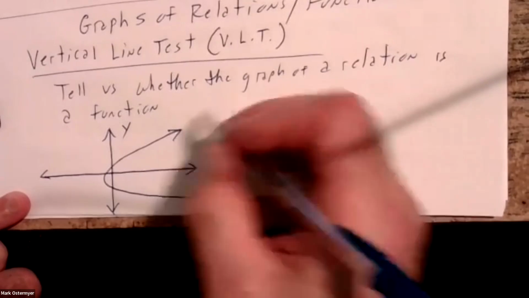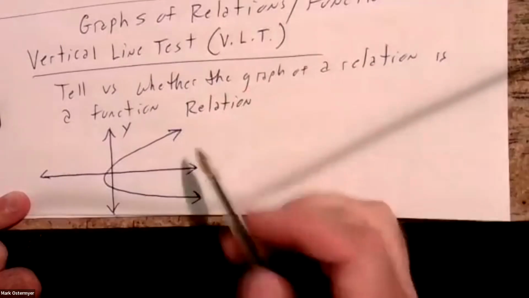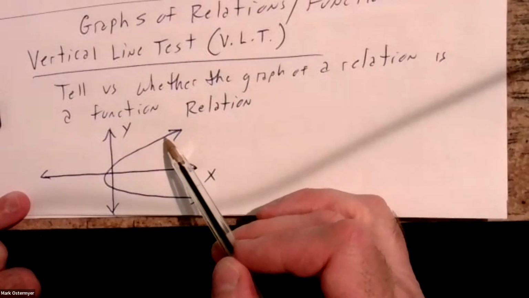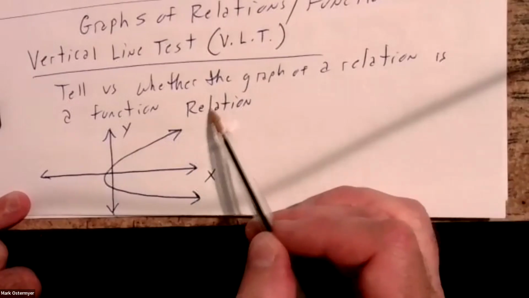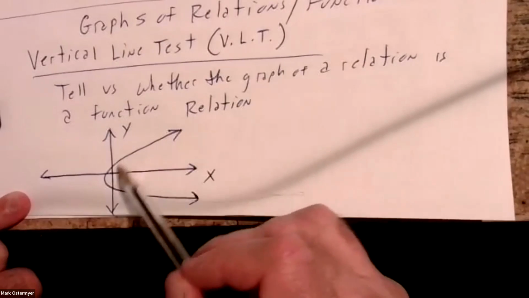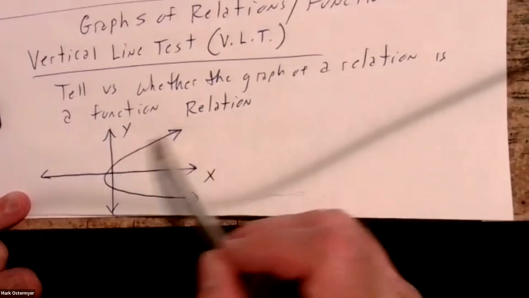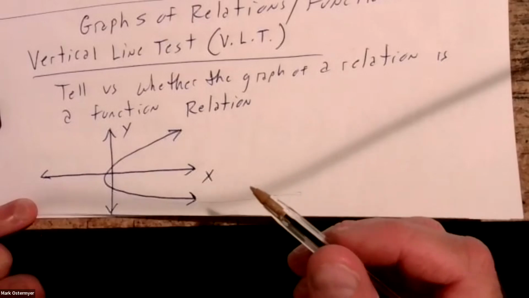This is certainly a relation because it is a set of ordered pairs. In fact, how many ordered pairs or points sit on this graph? How many points sit on this graph? There's an infinite number of them. So it's certainly a relation. But is it a function?